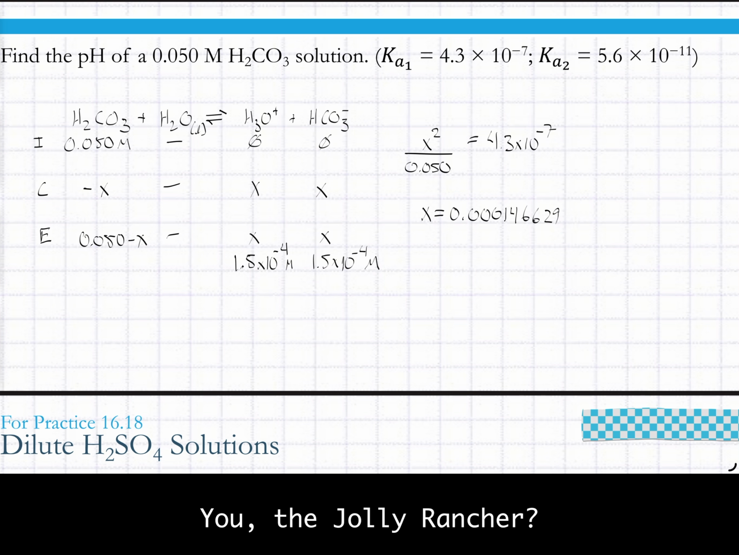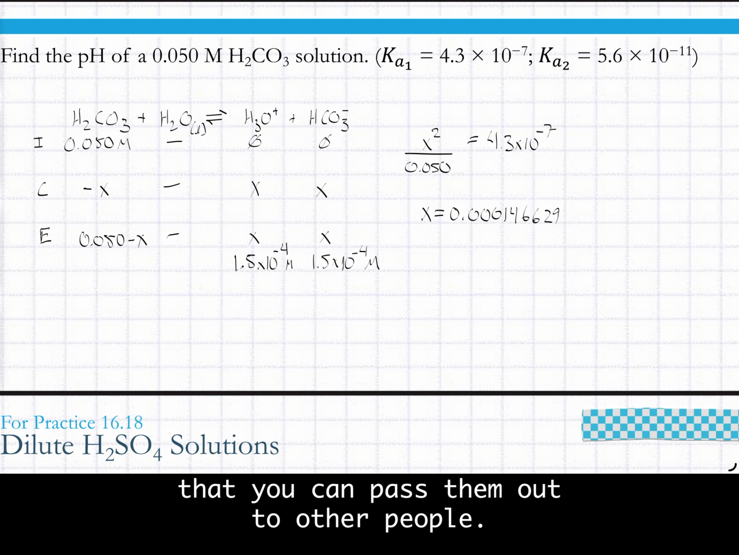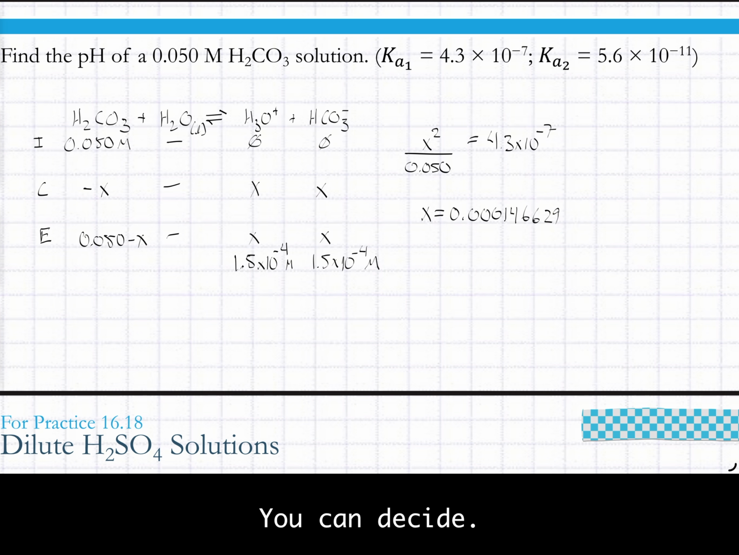Do you want another Jelly Rancher? Okay. What you do is then you get a bunch of them, then you can pass them out to other people. You can decide.